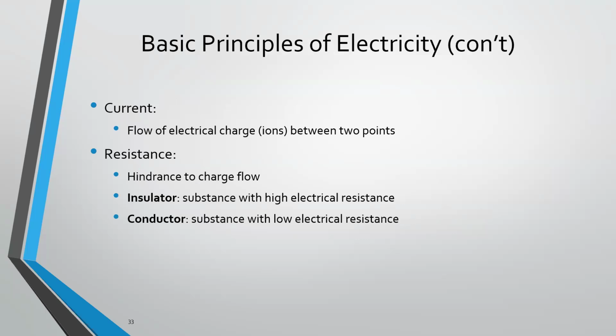A current is the flow of the electrical charge, or the ions, between the 2 points. Resistance is any hindrance to the charge flow. An insulator is a substance with high electrical resistance. If you think of electricity, an insulator might be plastic, right? It does not conduct electricity easily. A conductor is a substance with low electrical resistance, and that could be copper or metal, where it conducts that electrical source very easily.